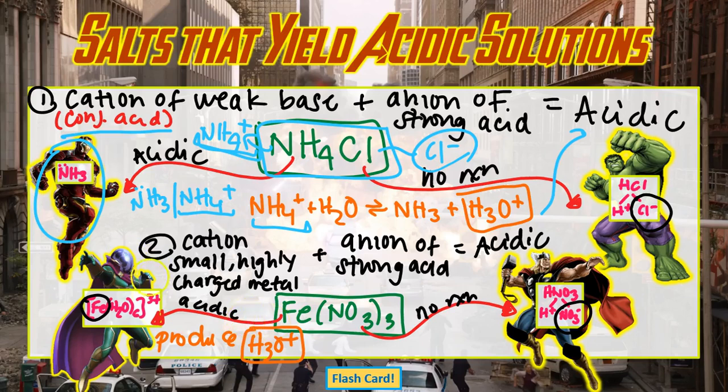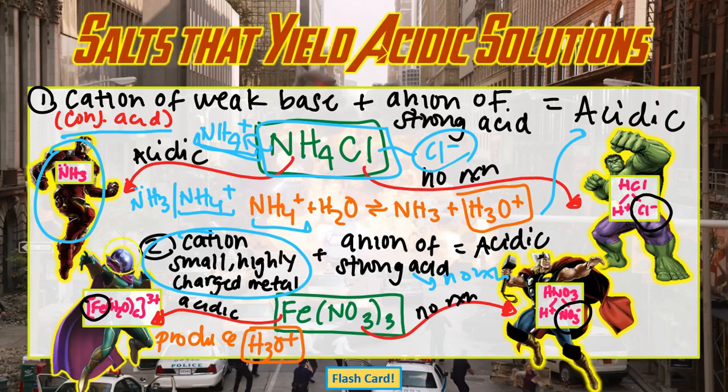Let's think of another way. Another way, which is number 2, is that you have a cation that is a small, highly charged metal, right? So if you have a small, highly charged metal plus the anion of a strong acid, which we know is going to have no reaction here, then guess what? You are going to have an acidic solution. So how do you get an acidic solution? It's going to be that small, highly charged metal.